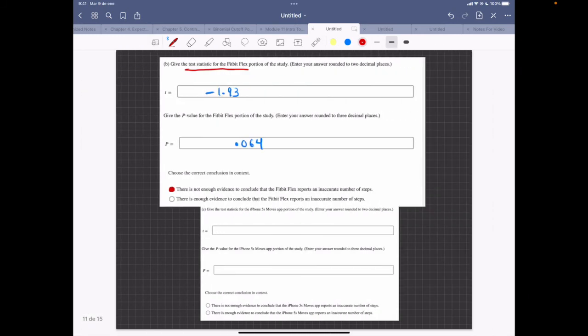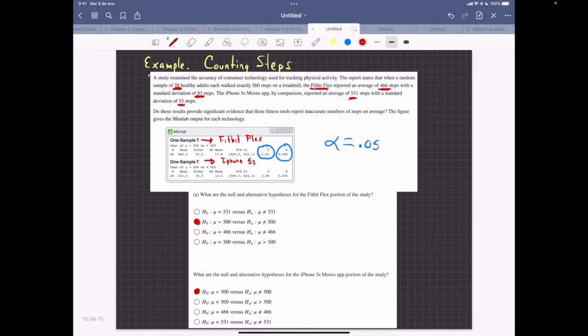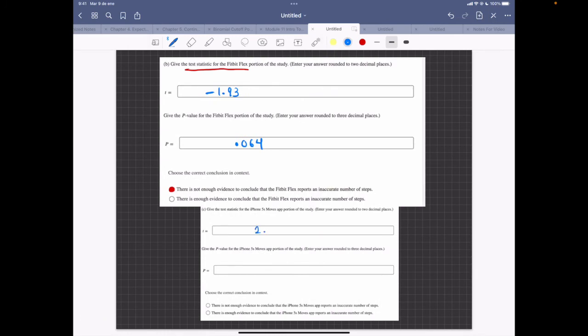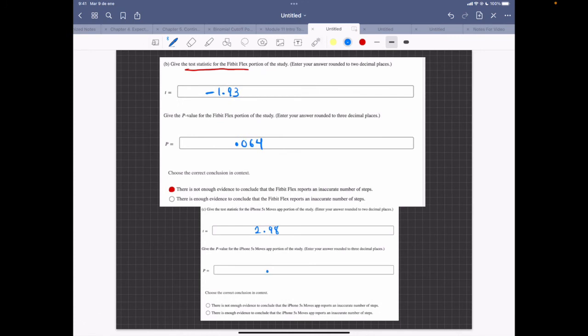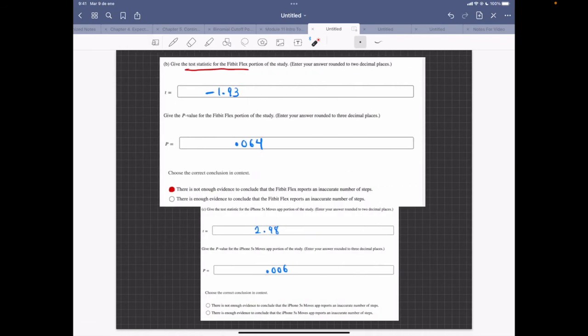What happens with the iPhone? With the iPhone, the t, again, go to this chart, the t now is 2.98 and the p-value 0.006. Notice the p-value is very small. It's less than alpha. So we have to reject the null hypothesis.